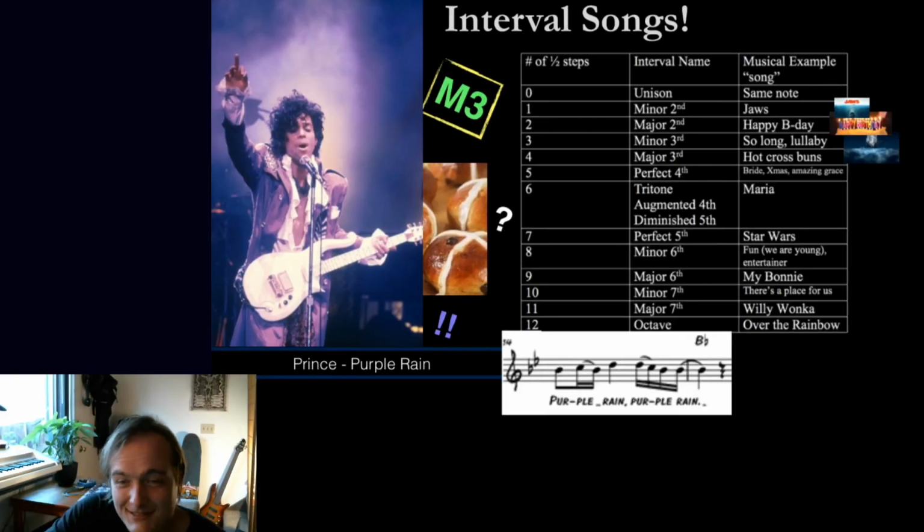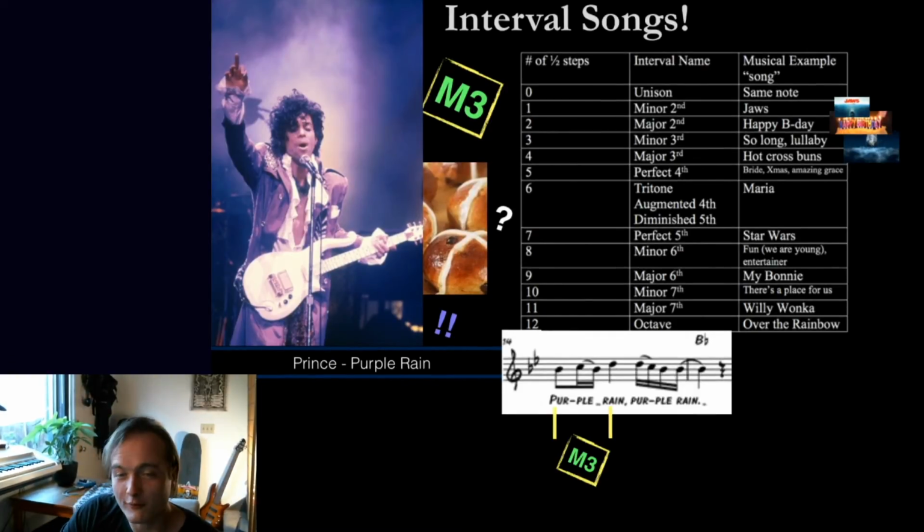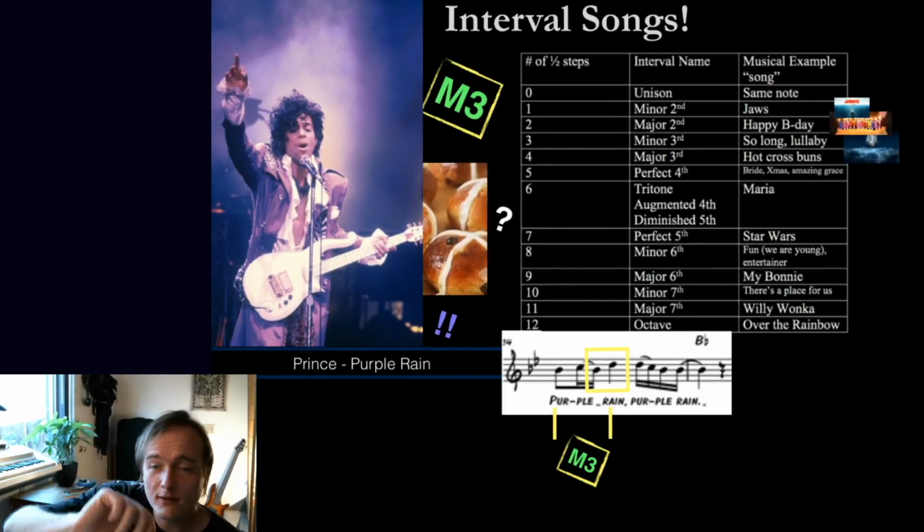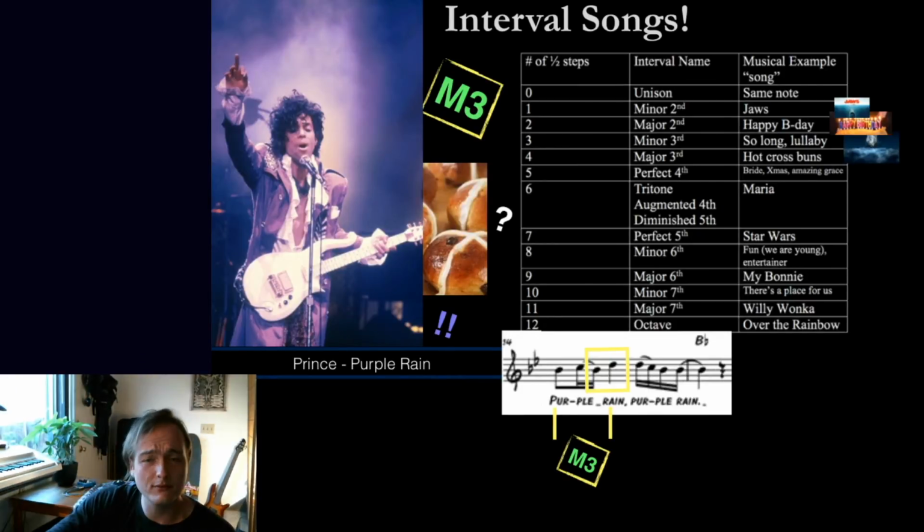Okay, so because this does the same thing, actually, it spans the major third overall in the gesture. But it does so by stepping up and then actually completing the leap. This one, even better than Hot Cross Buns, actually does contain a major third if you do this little gesture. Purple rain, oh rain, purple rain.